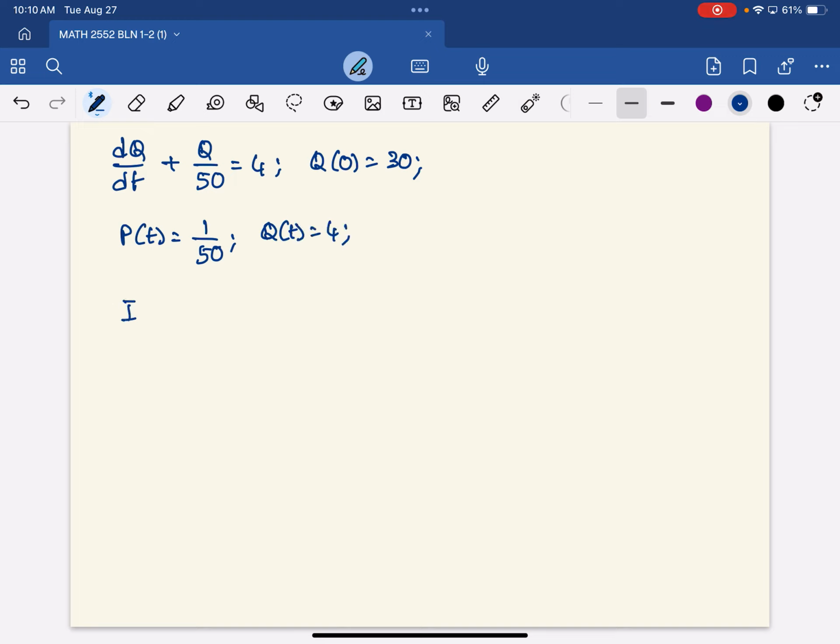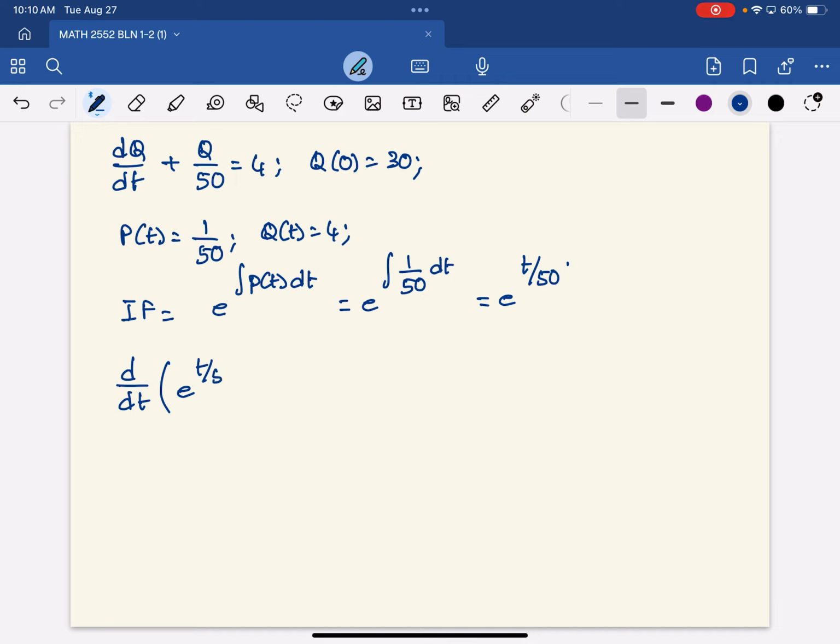So integrating factor is e to the integral P of t dt. So that's going to be e to the integral 1 over 50 dt. So that's going to be e to the t over 50. Then we know that because it is a linear problem and I'm using the method of integrating factor, I can write this as integrating factor times the dependent variable is going to be the right hand side, which is e to the t over 50 times q equals 4.